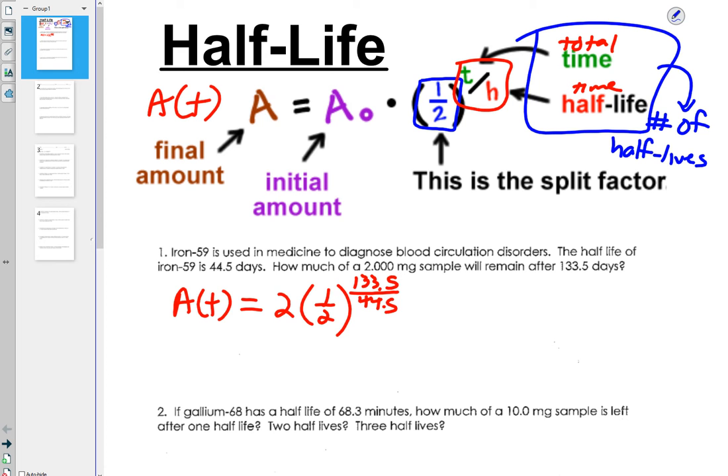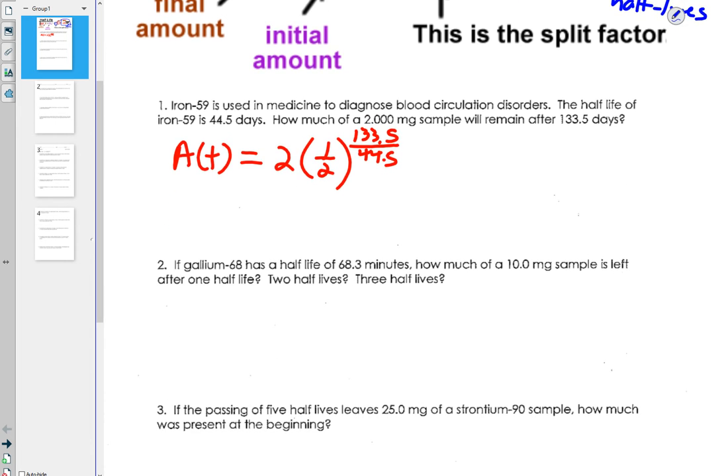Gotta be correct. Half-lives. I'm hoping that those two divide evenly. What is 133.5 divided by 44.5? And actually, I should probably change this. I'm sorry. Not that it's going to make a difference in your answer, but we're figuring out the number of half-lives.